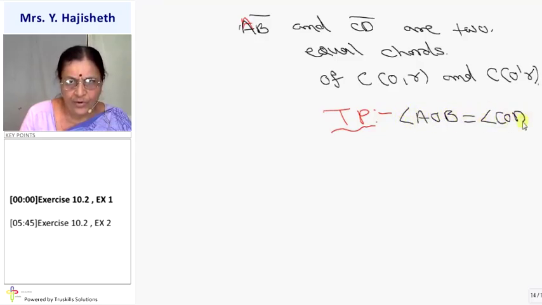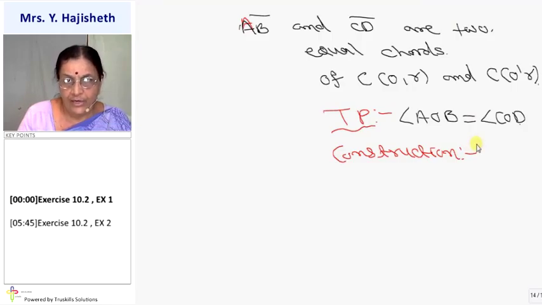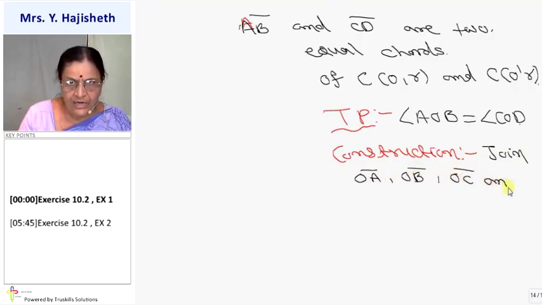Same proof. And construction भी same ही रहेगा. सिर्फ instead of एक सर्कल हम दो सर्कल बनाएंगे. ओके, कंस्ट्रक्शन में join OA, OB, O'C and O'D. प्रूफ is carbon copy same. अभी हम फिगर बनाते हैं.